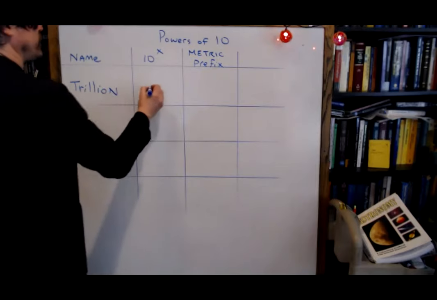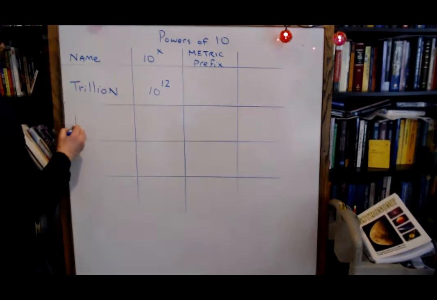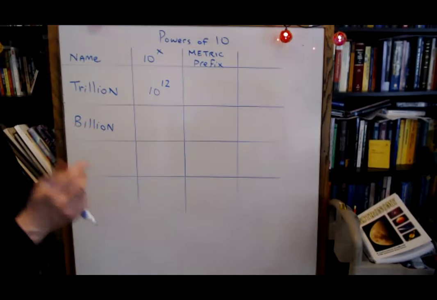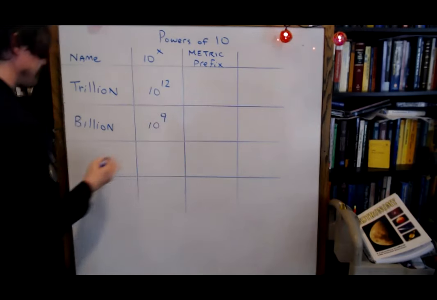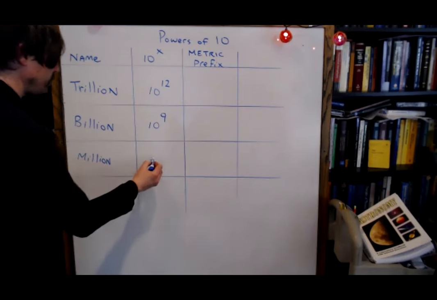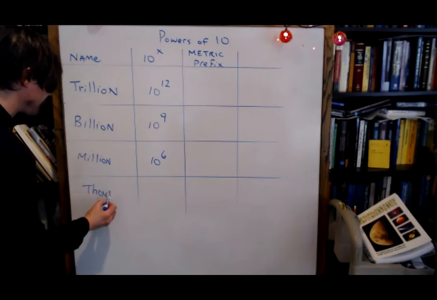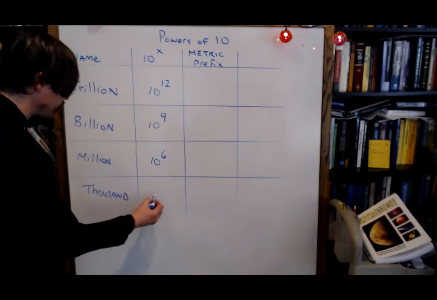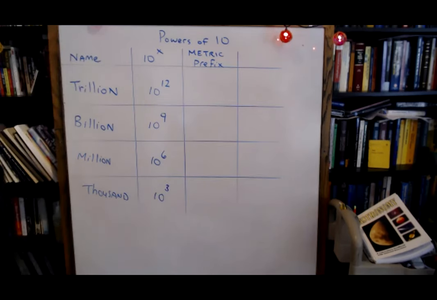So we already know that a trillion is 10 to the power of 12. How about a billion? How many zeros are in a billion? 9. 10 to the power of 9. How about a million? 6. And then 1,000. 3. Thank you.